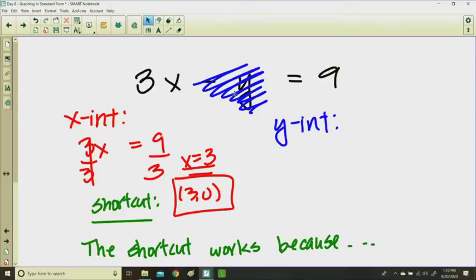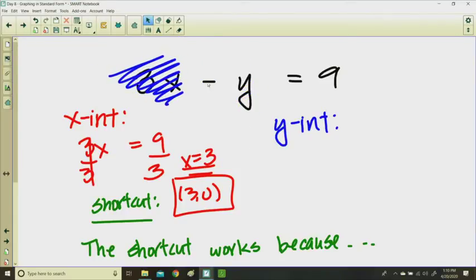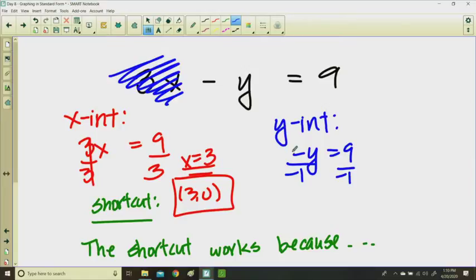Same with the y-intercept. If I'm doing the y-intercept, you don't need x, so cover up x. What do I have here? We have negative y equals 9. There you go. Divided by -1, y equals -9. Again, I'm going to have (0, -9).